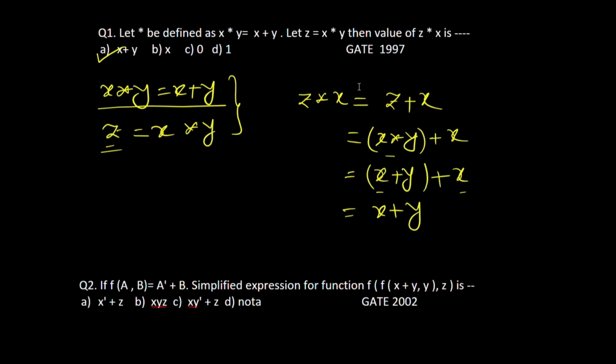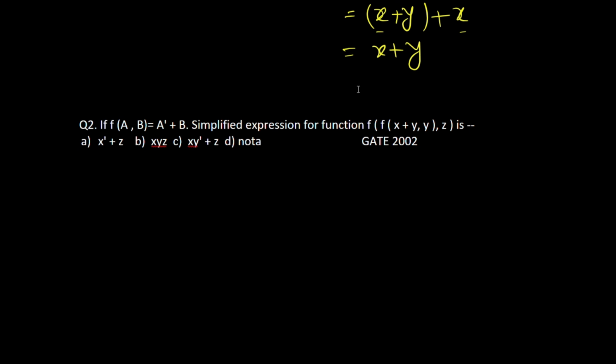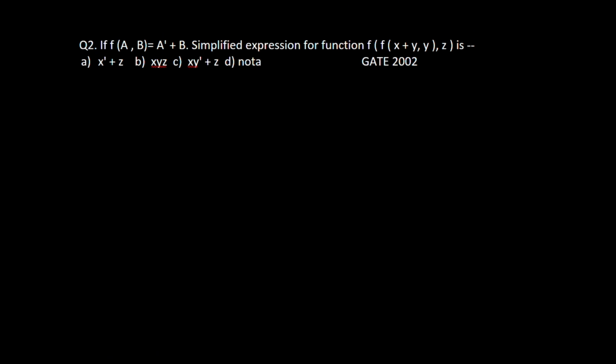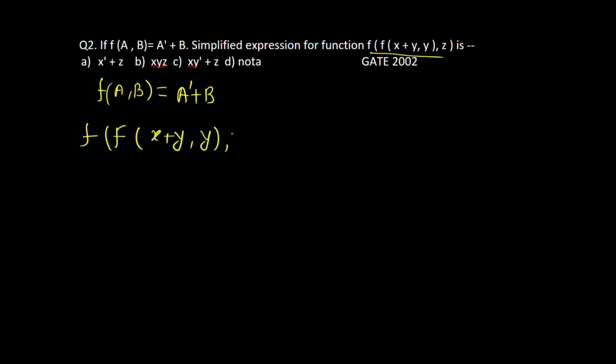Now we are going to the next question. It is also from digital electronics and it is a PYQ of GATE. Here it is mentioned that function of a comma b is defined as a dash plus b. So we have to simplify this expression. So here the expression is a function of x plus y comma z.